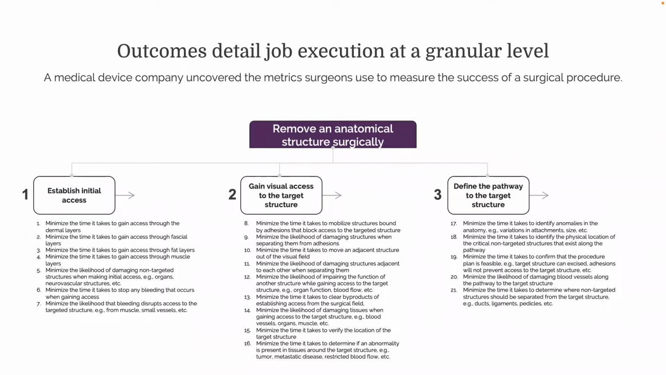And by studying the job to be done, you can come up with a set of needs that have all these unique criteria that make them very effective inputs into the innovation process. If you look at number 8, for example, minimize the time it takes to mobilize structures bound by adhesions that block access to the targeted structure. A very specific instruction from the surgeon to the innovation team, your team, to go create more value along that particular dimension.